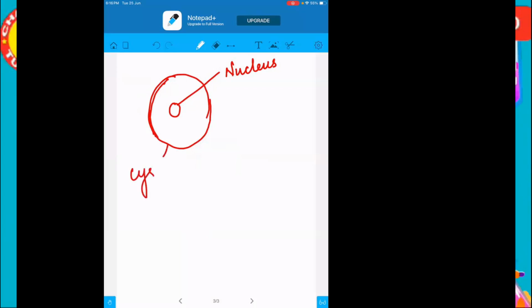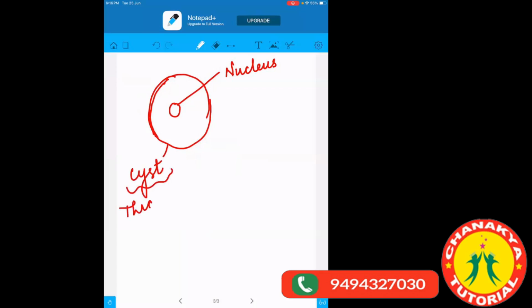This wall is called the cyst. Very, very important. This is a thick covering around the plasmodium. So this question comes for 1 mark: name the outermost covering of the plasmodium. So this is called cyst, C-Y-S-T. So cyst is the outermost covering of the plasmodium.